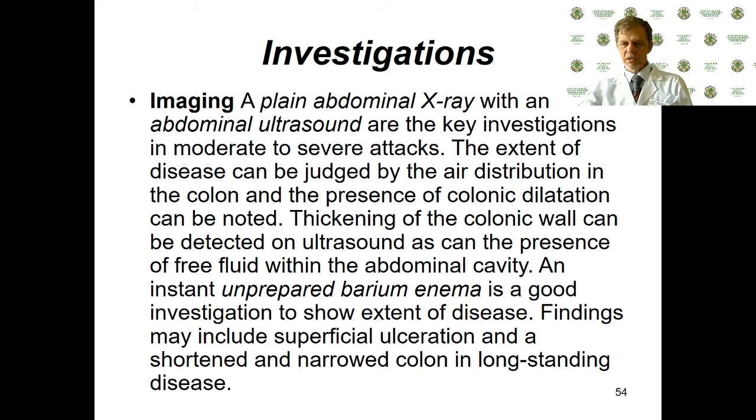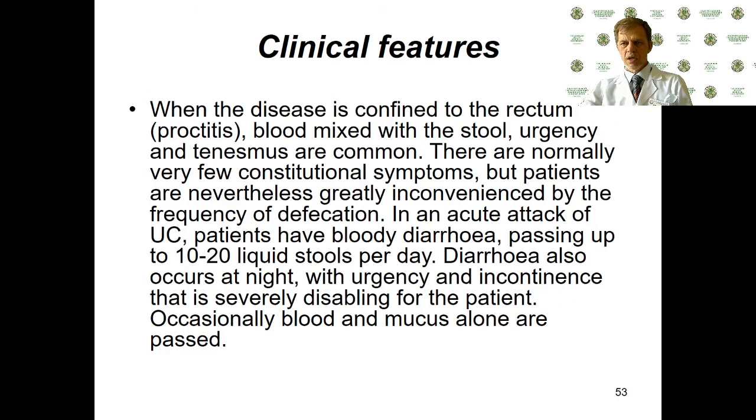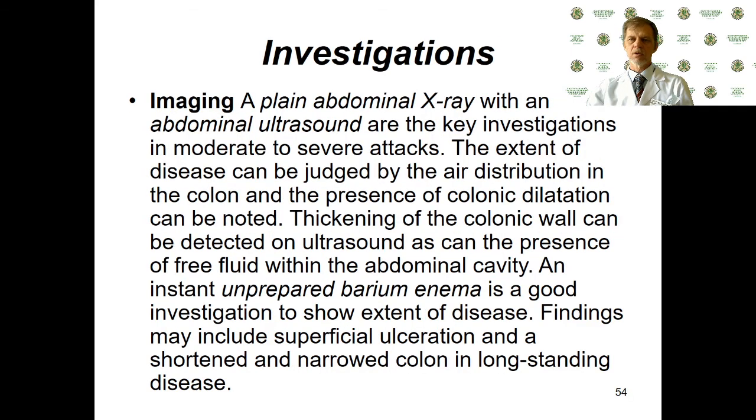An instant prepared barium enema is a good investigation to show the extent of disease. Findings may include superficial ulceration and a shortened, narrow colon in long-standing disease. So what are we talking about? Ulceration can sometimes lead to perforation, and of course in this case we can find signs of peritonitis, fluid in the abdominal cavity. In other cases we just find signs of large bowel damage. Usually this is ulcerative colitis, with big ulcers.